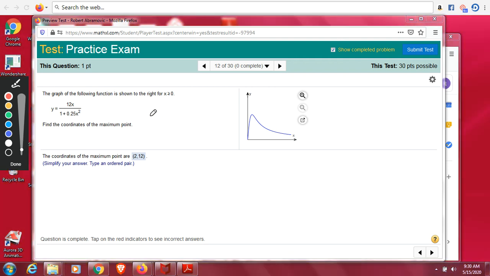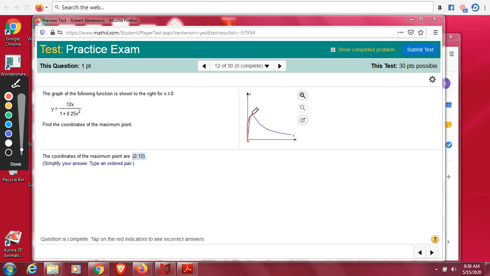And we can check indeed when x is less than positive 2, y prime is positive, because 4 minus x squared is going to be positive. When x is larger than 2, y prime is going to be negative. And the coordinates of the maximum point are therefore 2, 12.